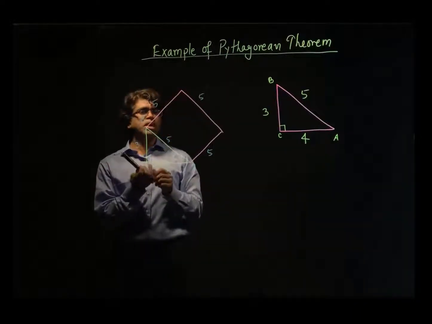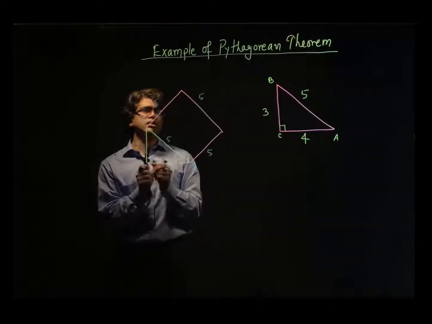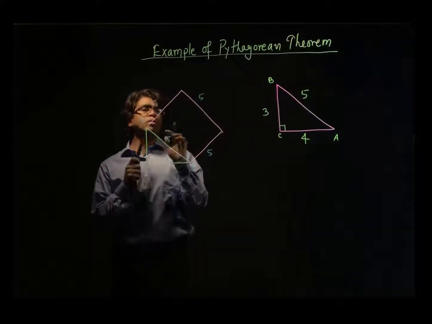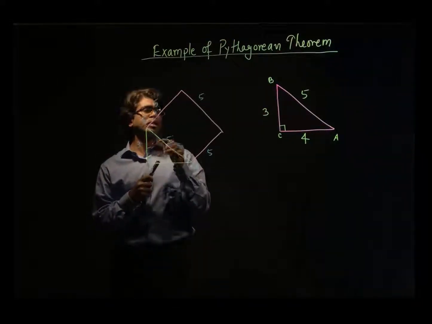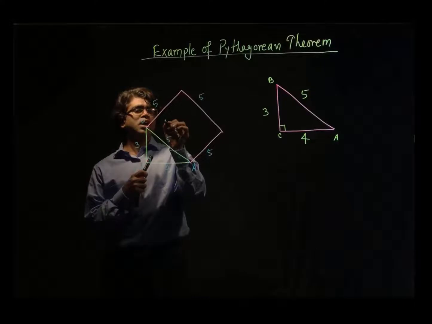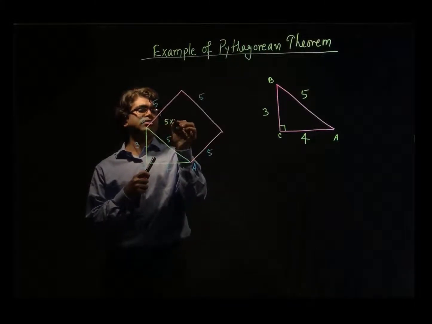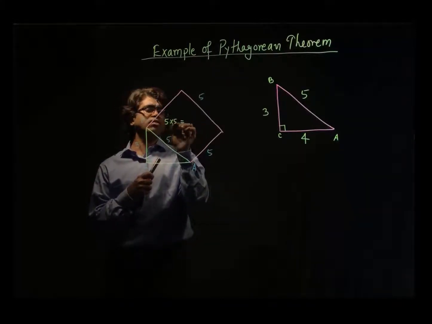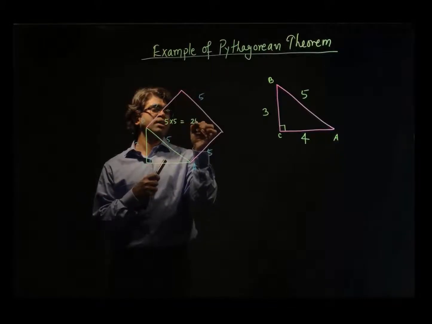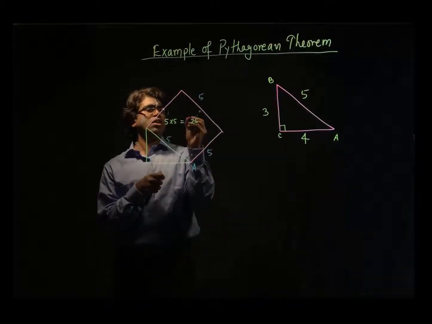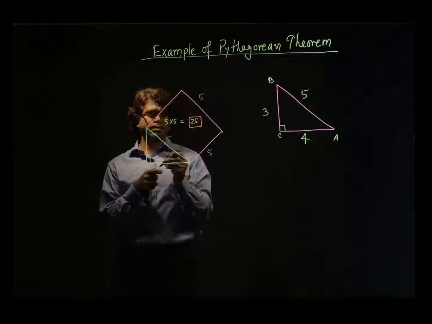What would be the area of this square? As we know, the area is 5 times 5, which is 25. So the area of this square is 25.